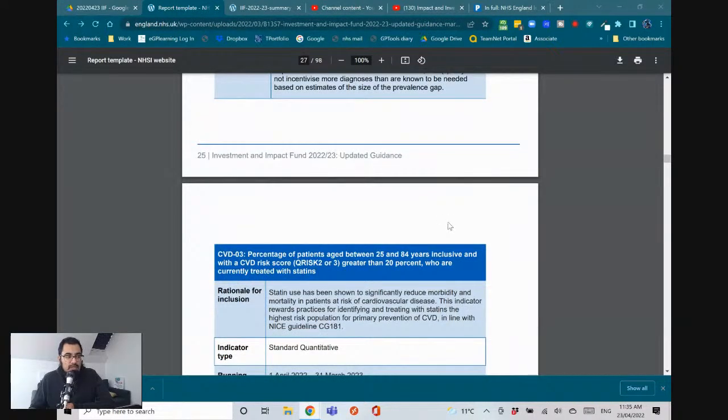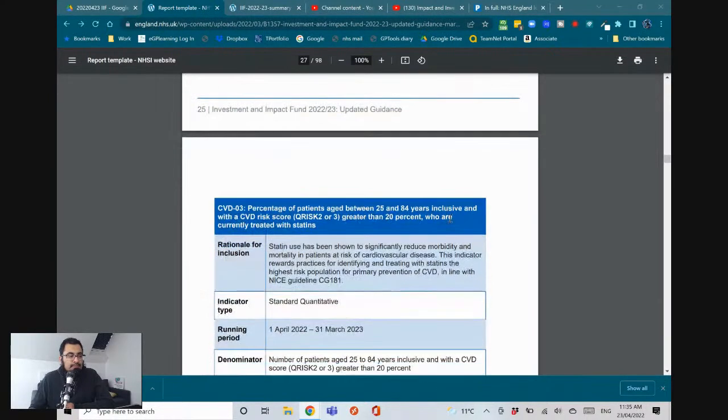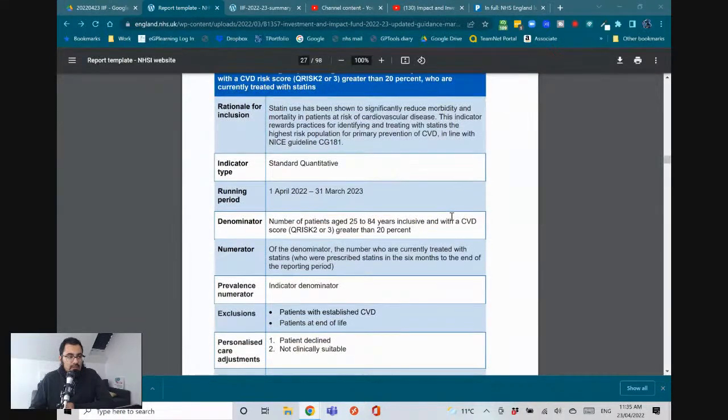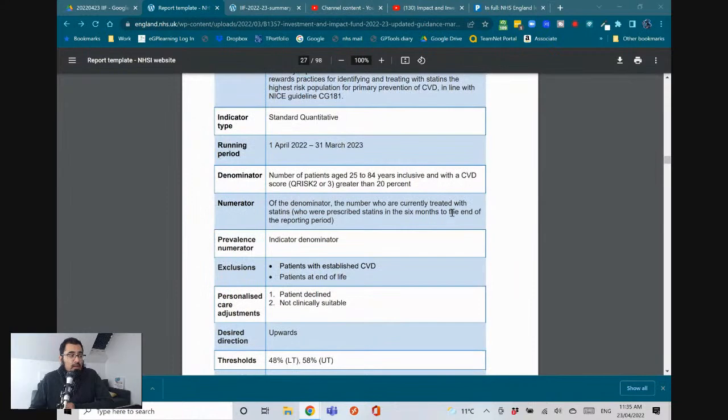Next up, CVD03, percentage of patients aged between 25 and 84 years, inclusive, with a CVD risk score, QRISK 2 or 3, greater than 20%, who are currently treated with statins. This one's a little bit interesting because the current guidance generally suggests that 10% is the criterion for prescribing statins, but they're focusing on patients with 20% or more having statins at this point. It's an indicator denominator, and exclusions are patients with established cardiovascular disease and patients at end of life.